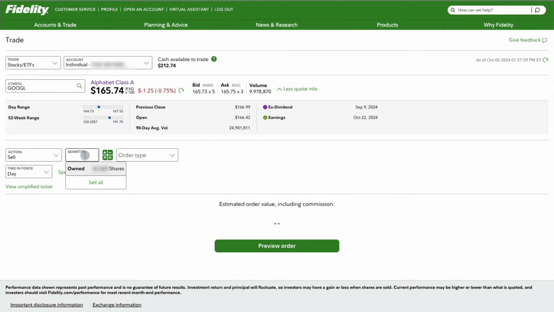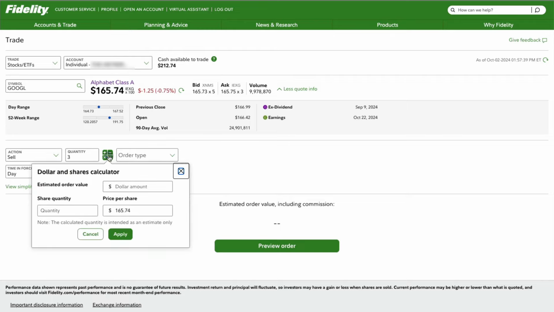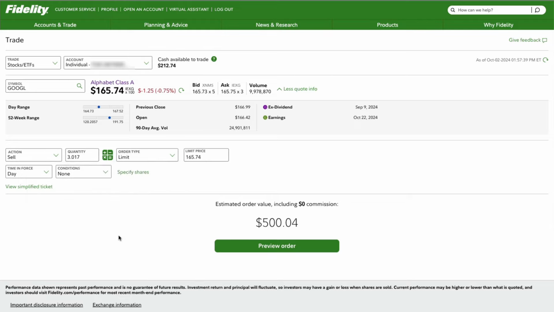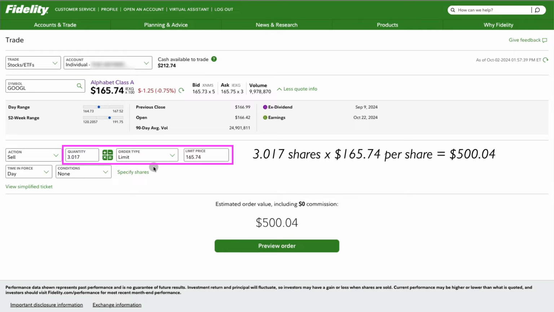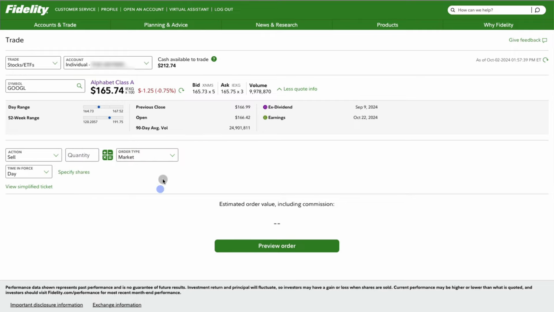When I click on quantity, I can see the number of shares I currently own, and I can choose to sell them all. If I click on the calculator, I can enter the amount of money I want from the sell, let's say $500. It will calculate the approximate number of shares there would be and set this order as a limit with specific price per share. Now let's select Specify Shares.